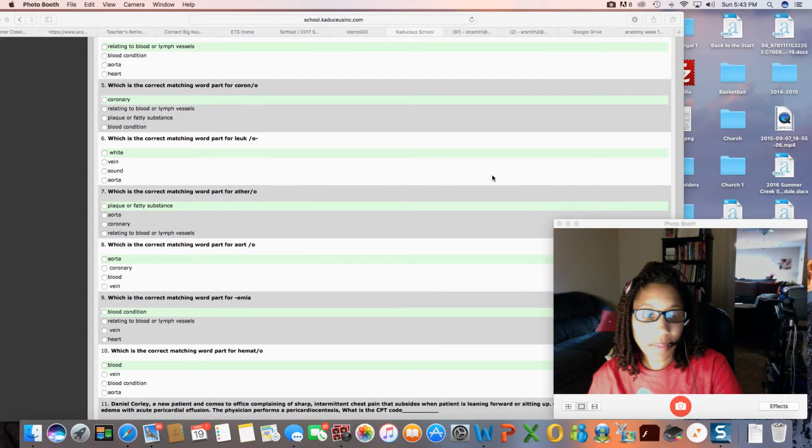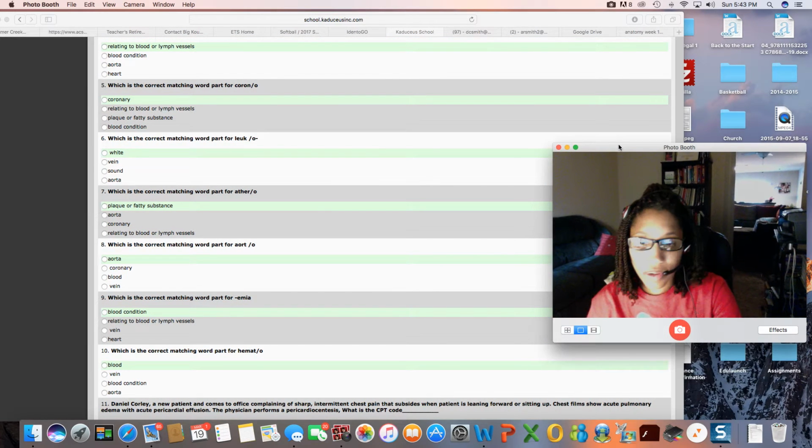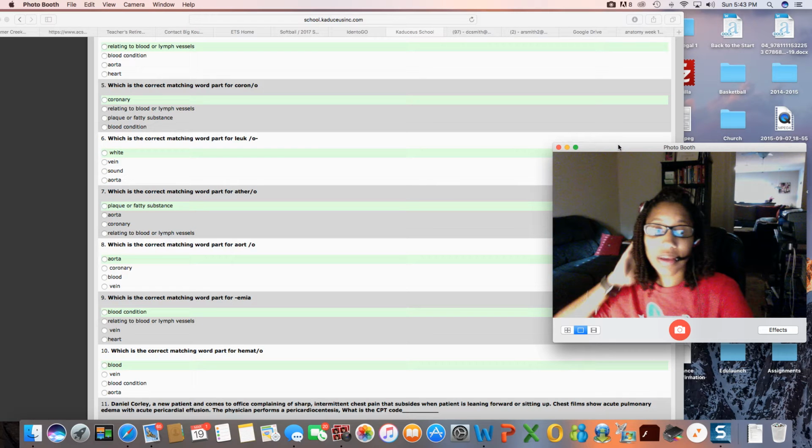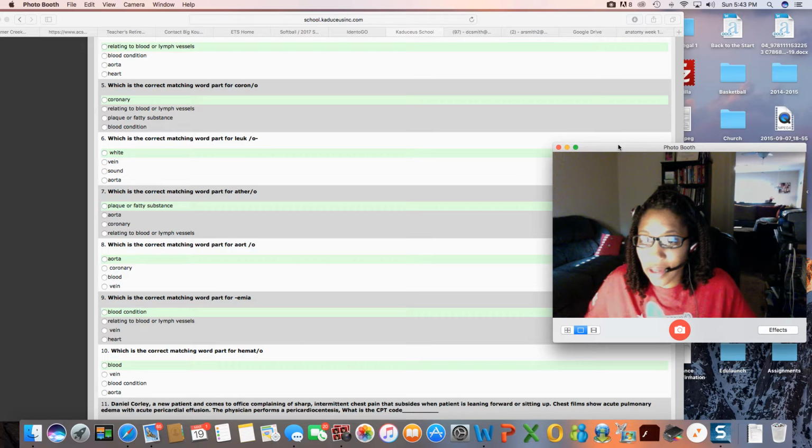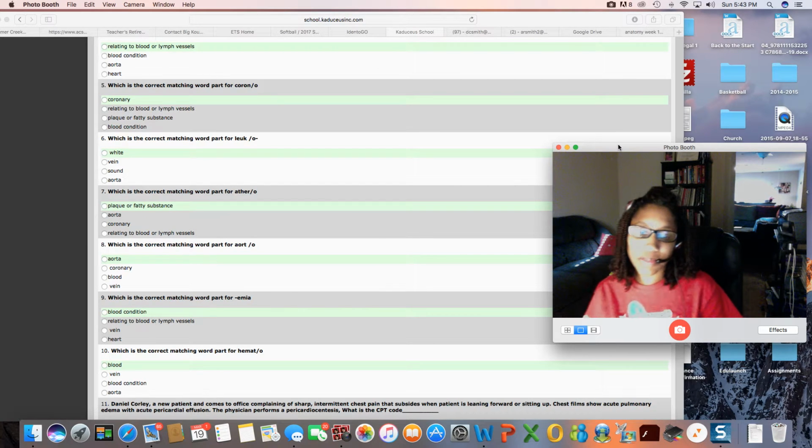And here we come up on our first coding question, and this is a CPT question. Daniel Corley, a new patient, comes to the office complaining of sharp intermittent chest pain that subsides when the patient is leaning forward or sitting up. Chest films show acute pulmonary edema with acute pericardial effusion. The physician performs a pericardiocentesis. What is the CPT code?